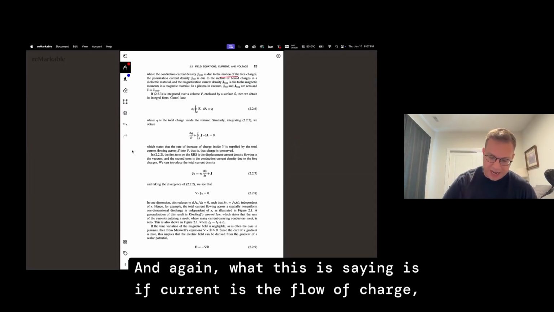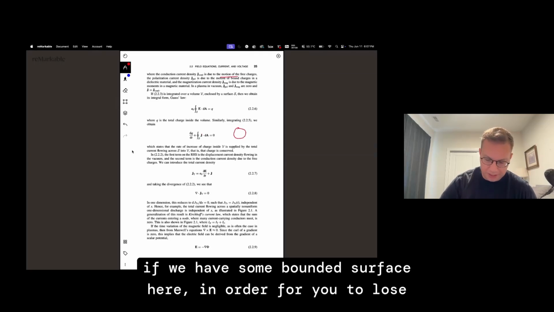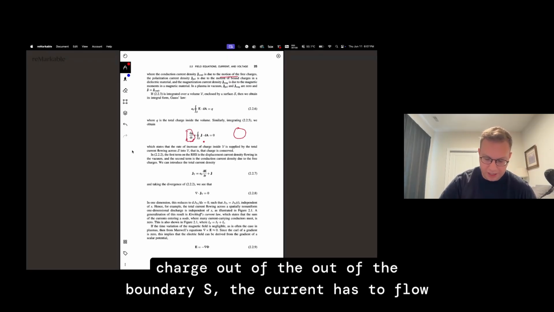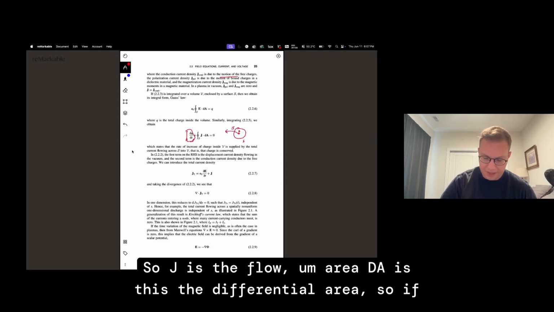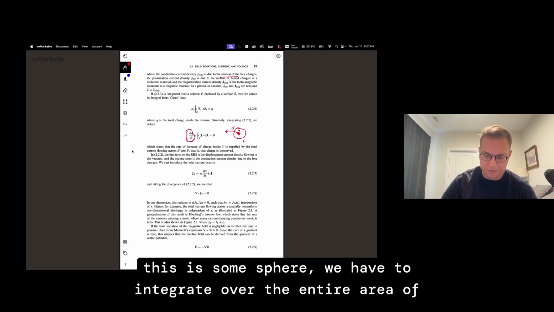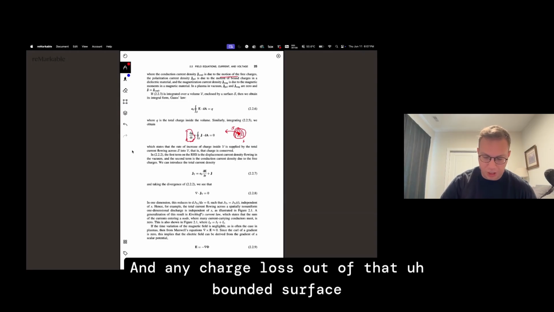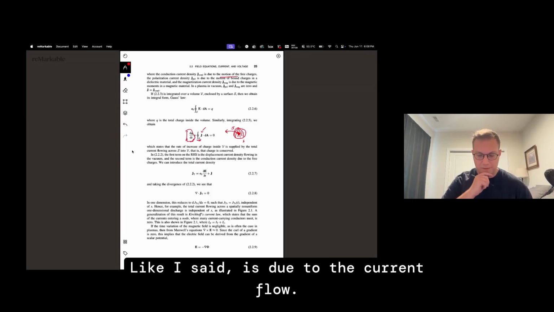And again, what this is saying is if current is the flow of charge, if we have some bounded surface here, in order for you to lose charge out of the boundary S, the current has to flow out. So J is the flow, dA is the differential area. If this is some sphere, we have to integrate over the entire area of the sphere, and any charge loss out of that bounded surface, like I said, is due to the current flow.